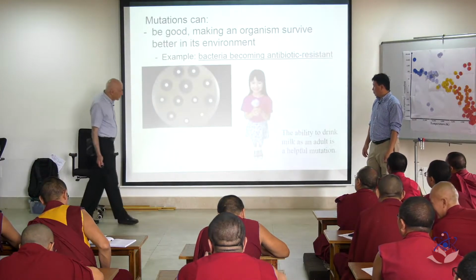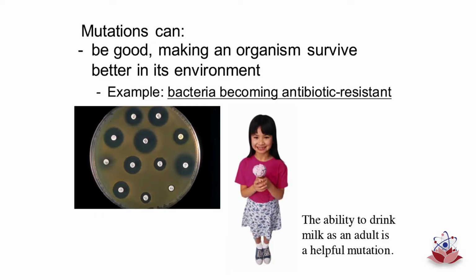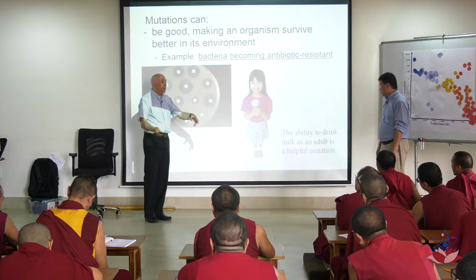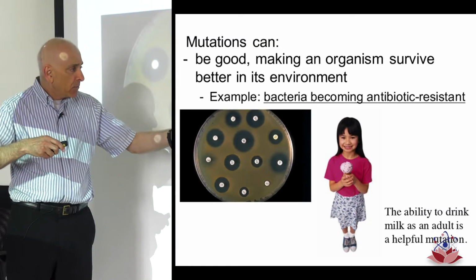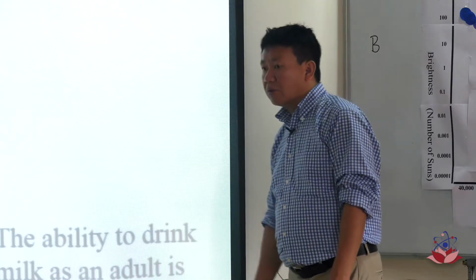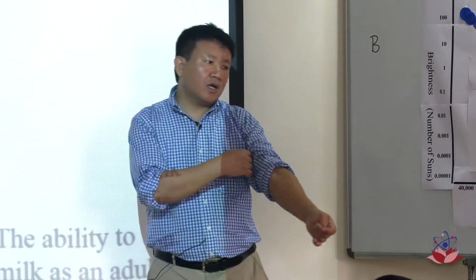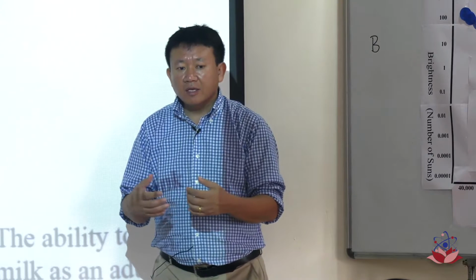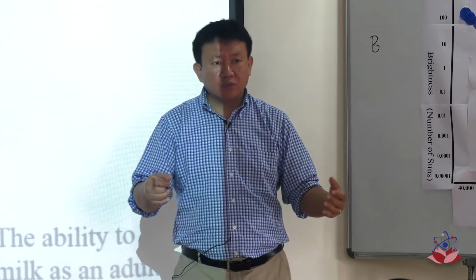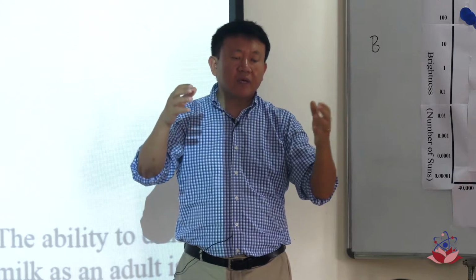One helpful mutation, some people can now drink milk as adults, which is a bit uncommon in the animal world. Most adult mammals do not continue to drink milk. Many people can, though, because there has been this mutation that allows us to now be able to digest the milk.